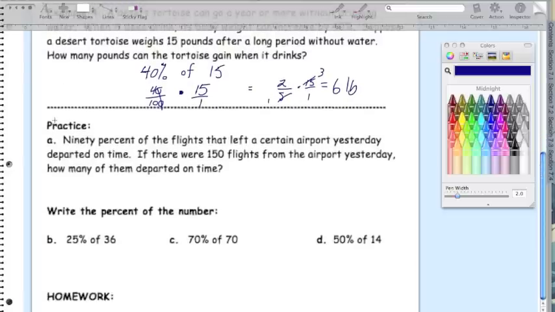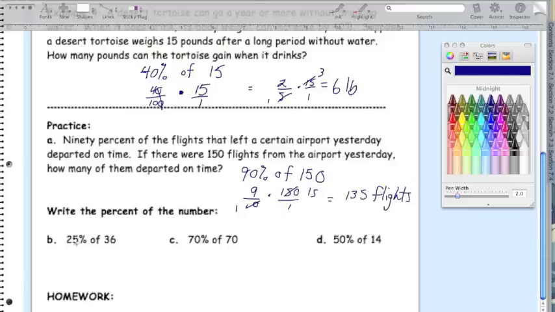Interesting stuff. Practice. It says 90% of the flights that left a certain airport yesterday departed on time. If there were 150 flights from the airport, how many departed on time? So we want to know what is 90% of 150. 90% is really 9 over 10 times 150 over 1. Cancel out. We're going to get 9 times 15, which is a total of 135 flights.